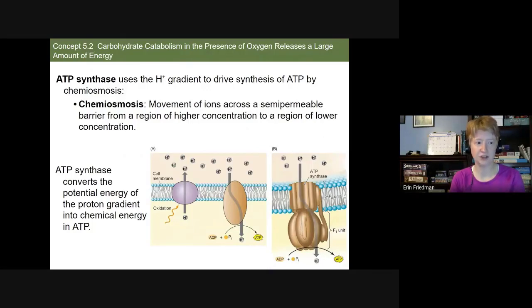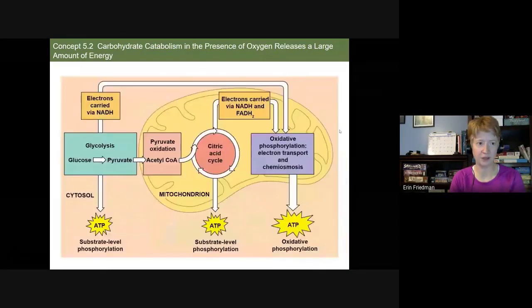So here we have potential energy. We're turning it into mechanical energy, and that's being used kind of like a mill grinding flour, right? It's going to be used to build these chemical bonds to make ATP. And now we have energy, now we have ATP.